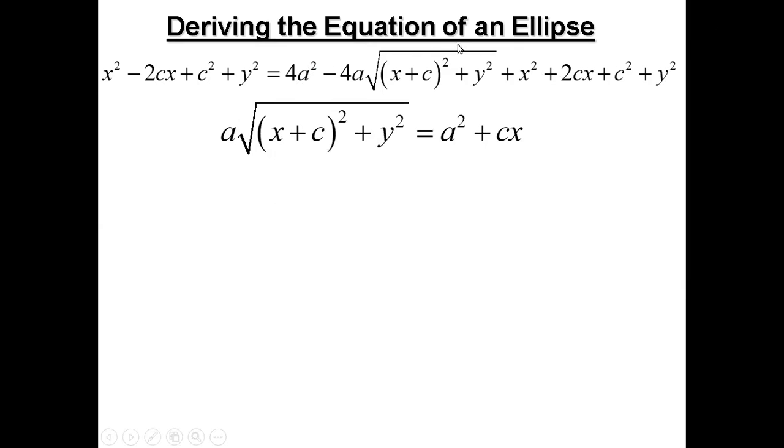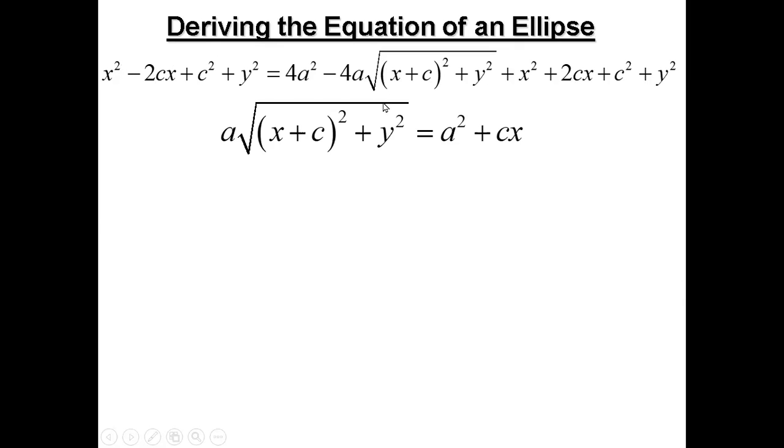Yes. And then this expression here, the minus 4a times the square root of x plus c quantity squared plus y squared, we are going to apply the addition property of equality. So we will add plus 4a times the square root of x plus c quantity squared plus y squared. So that cancels out each other. And since we add that expression on the right, we will add that one also on the left.